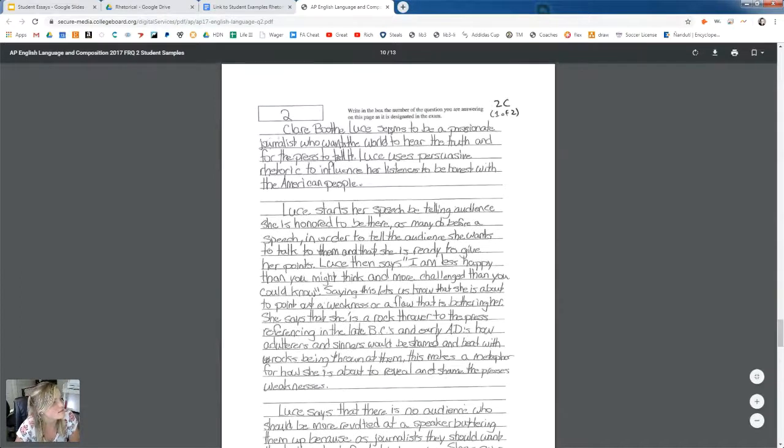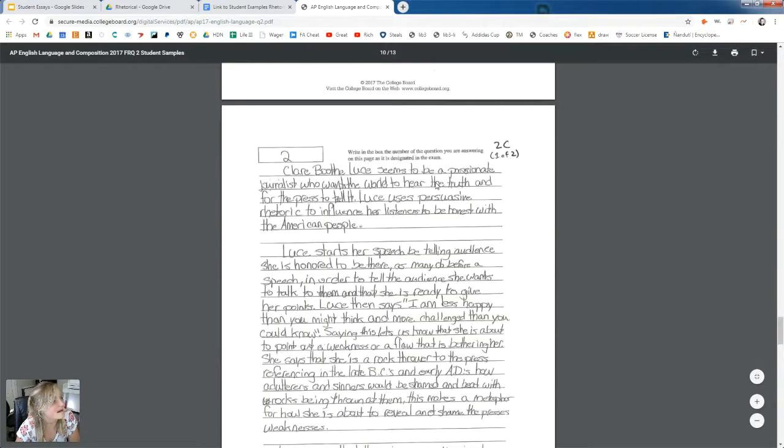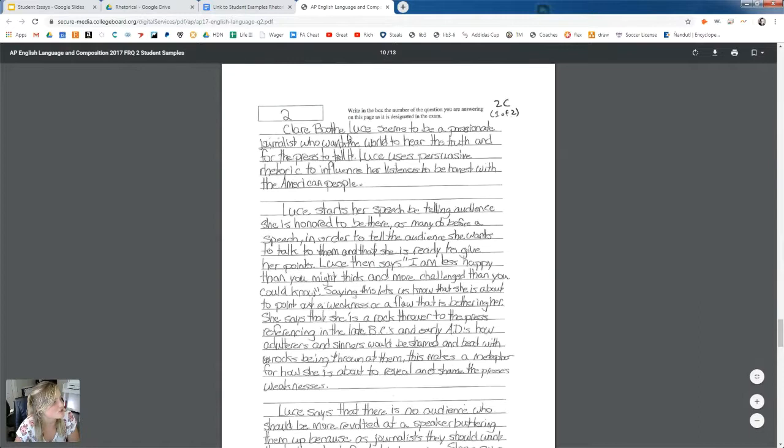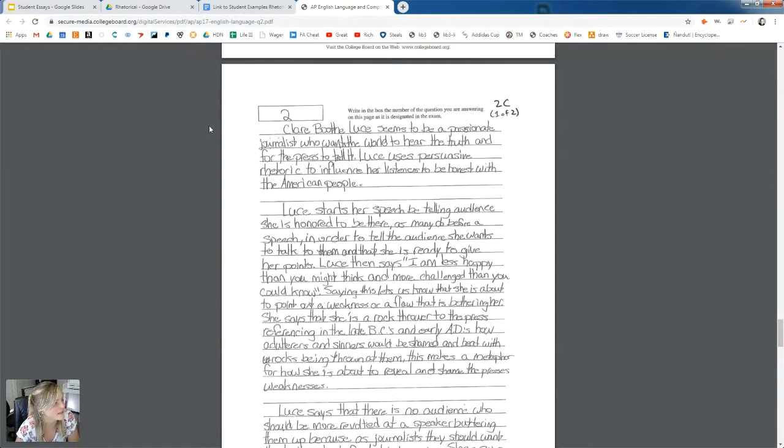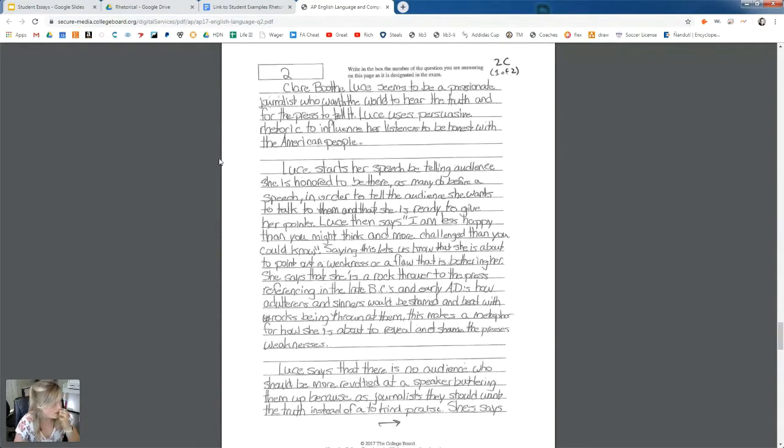Clare Boothe Luce seems to... This is the beginning, right? Yeah. Okay. Clare Boothe Luce seems to be a passionate journalist who wants the world to hear the truth and for the press to tell it. Luce uses persuasive rhetoric to influence her listeners to be honest with the American people. Luce starts her speech by telling the audience she is honored to be there, as many do before a speech, in order to tell the audience she wants to talk to them and she's ready to give her points.